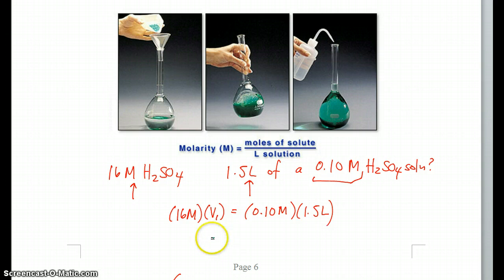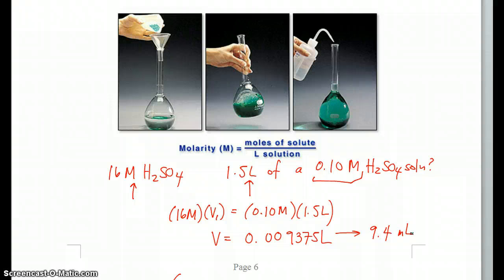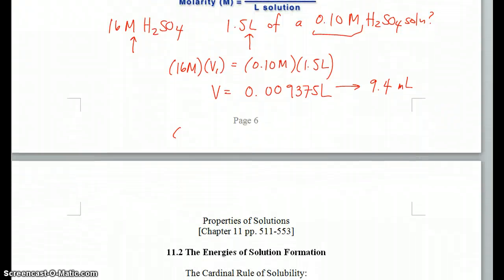Okay, and so you find that V1 equals 0.009375 liters. That's not very helpful to us. I would prefer that it be converted into milliliters. So you would measure out about 9.4 milliliters of that concentrated solution, and then add water until you get 1.5 liters total, and that would give you the solution that you wanted. Okay?